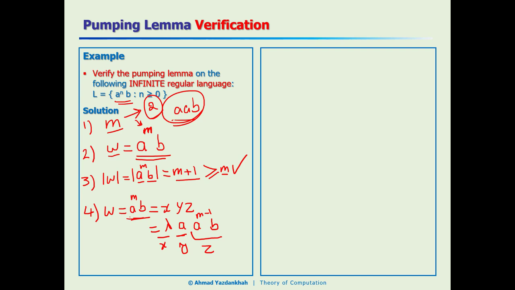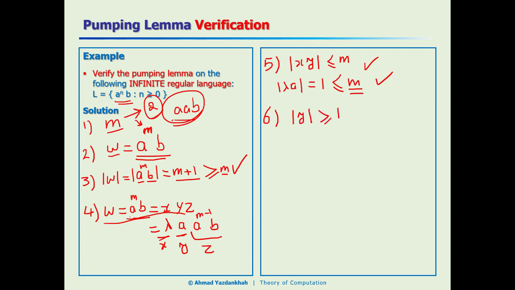All right, the pumping lemma is saying that if we split in this way, then all of the following conditions should be satisfied. What was that? Number 5, the size of XY should be less than or equal to M. Okay, so let's see. My X is lambda. My Y is A, and its size is 1. Is it less than or equal to M? Yes, M is at least 1. So this was step number 5. Step number 6 was verifying that the size of Y is greater than or equal to 1. Our Y here is just A. Its size is 1. And 1 is greater than or equal to 1? Yes.